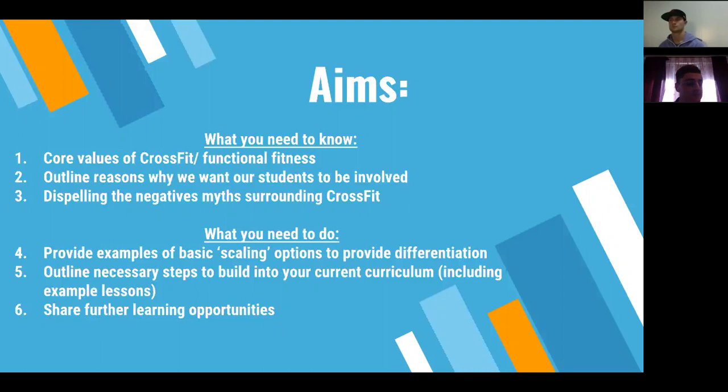We'll start by answering the question, what is CrossFit? Going on to share the core values that underpin functional fitness methodologies and outline the reasons why we believe next generation should be experiencing this within their school curriculum. After dispelling the negative myths surrounding CrossFit, we will turn our attention to what you need to do, providing some example lessons, some scaling options, and other necessary steps in order to help you build CrossFit into your current curriculum.